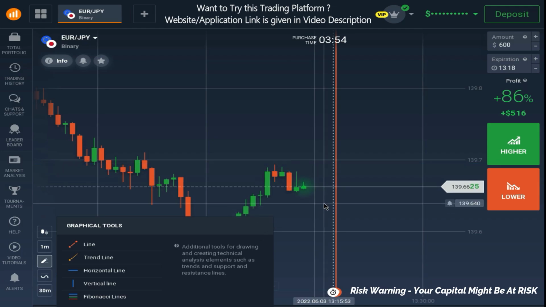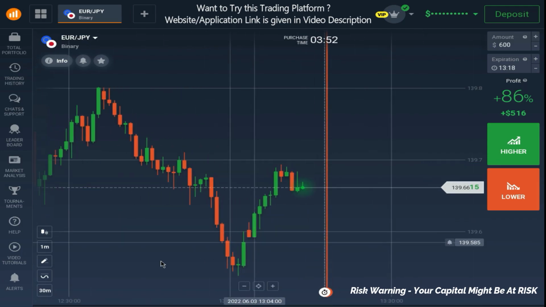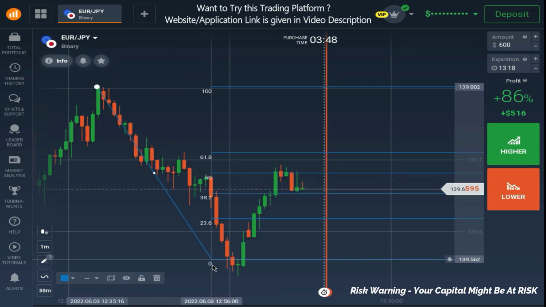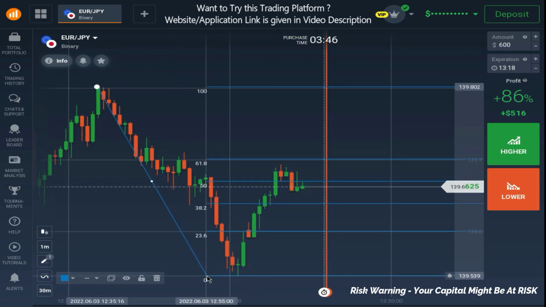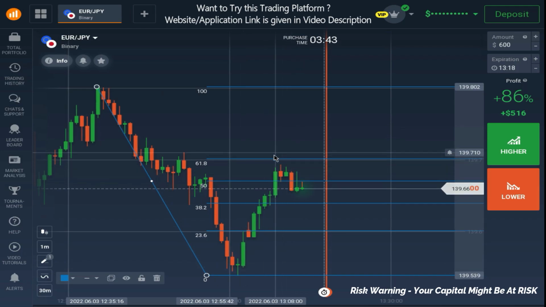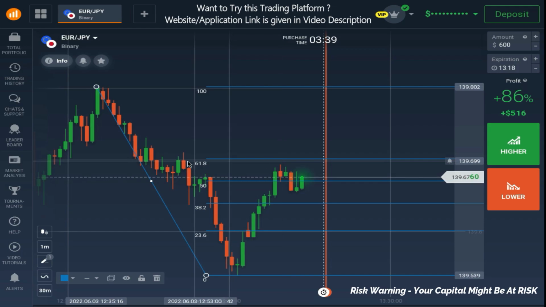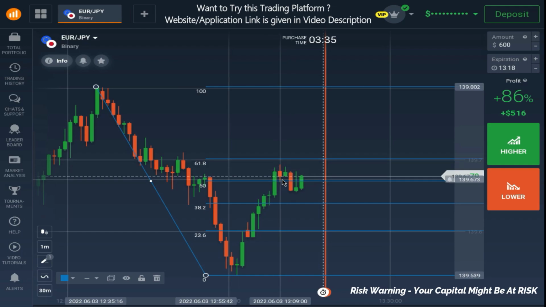I will remove it first. Let me check with the Fibo level. So this is the high and low. As you can see, the market was very near to the 61.8, which is the golden ratio level, and the previous resistance was also near this same level.